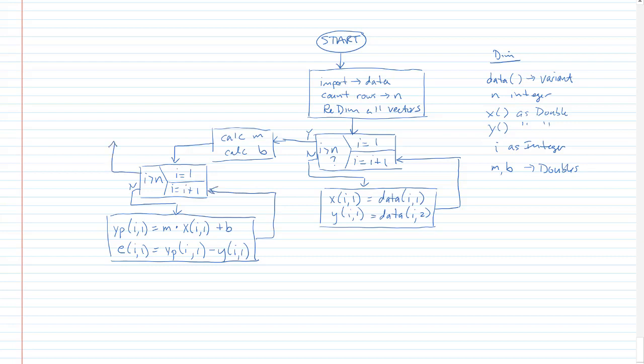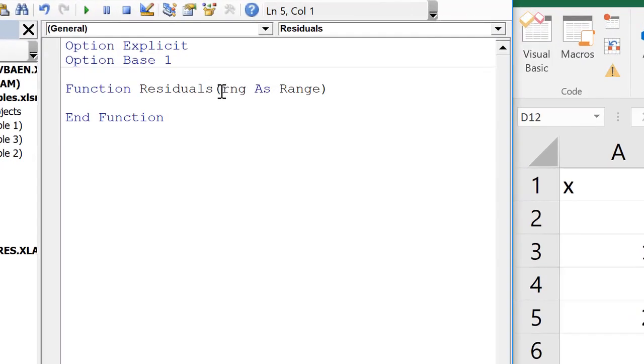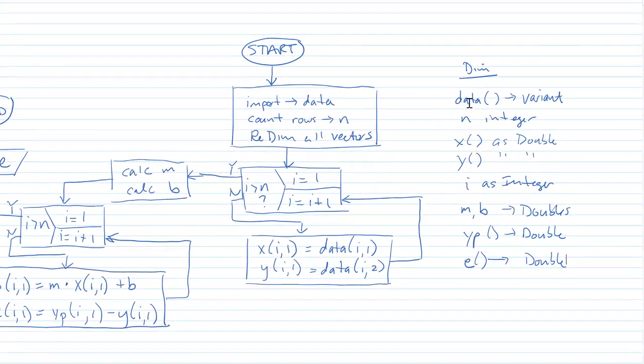So when we're done, all we're going to do is output, and then we end. A couple other things we need to dim over here. All right, so what this will look like in VBA, we create our function residuals. We're going to have an argument, which is going to be the range on the worksheet.